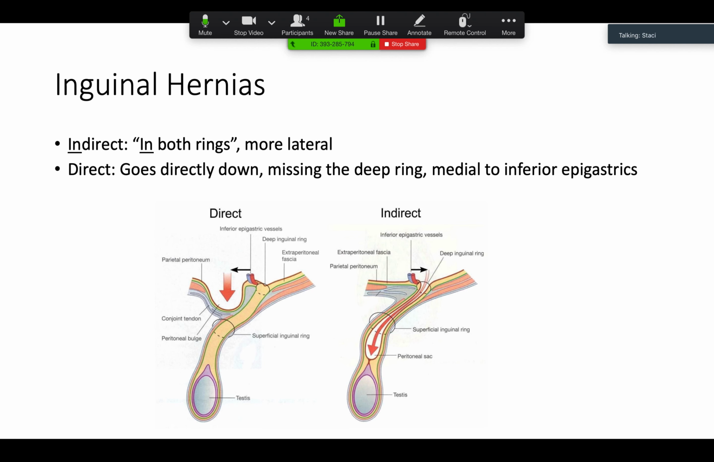So there's an indirect and a direct hernia. The way I remember indirect hernia is that it's in both rings. It goes through the deep and the superficial. So here it is going through our deep inguinal ring, and then it passes through and goes to the superficial inguinal ring. Direct, however, is going more medial, and it's medial to the inferior epigastric arteries, and it's going directly down. So it misses that deep ring and is able to go through the superficial ring. So indirect in both rings.